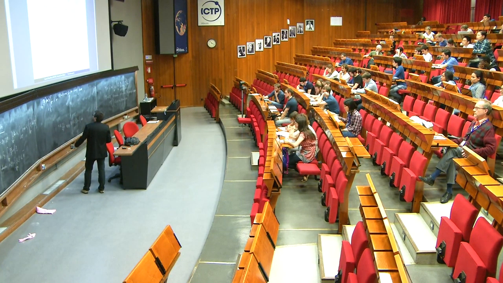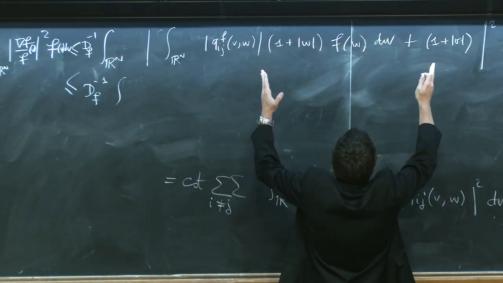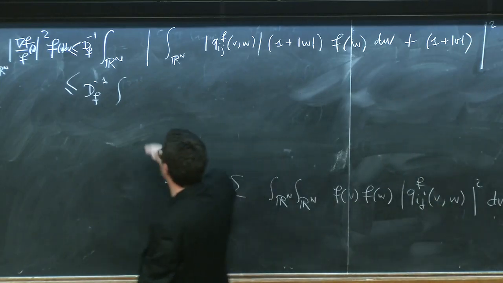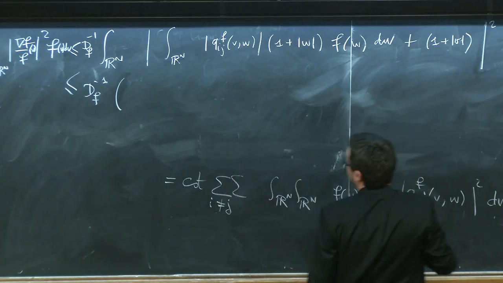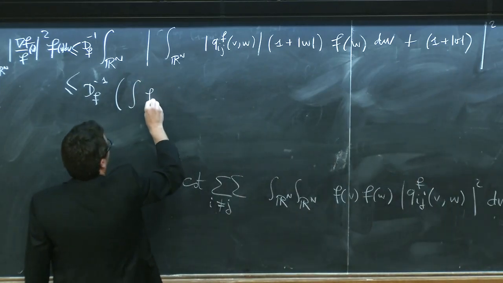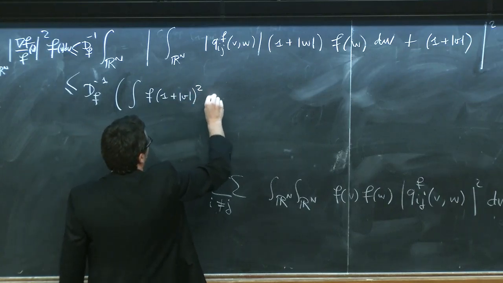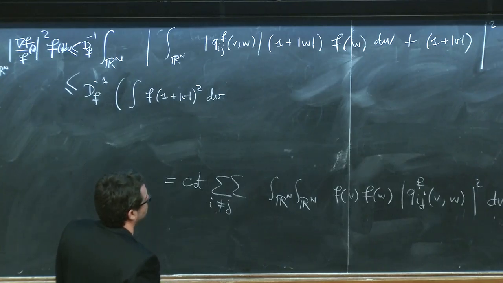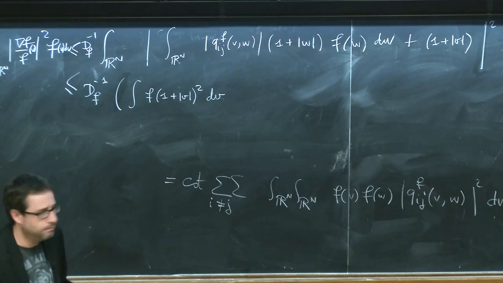Quietly. First, I will say that the square of the sum is less than 2 times the square of this one plus the square of this one. So I will have a first term which comes out from the 1 plus v, which is just the integral of f times 1 plus v to the square dv, the 2 has been absorbed in the constant, okay?